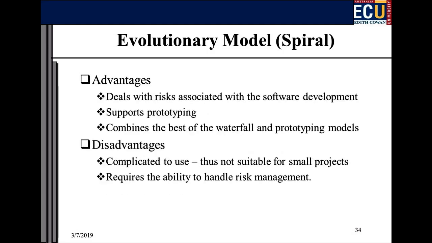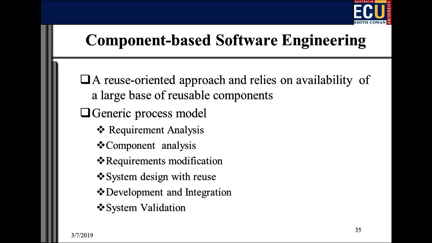So the spiral model, very good, for really big projects. And as I said, component-based engineering, this is the steps in the actual model, and they look kind of similar. Right? Requirements analysis, design, development, and validation.